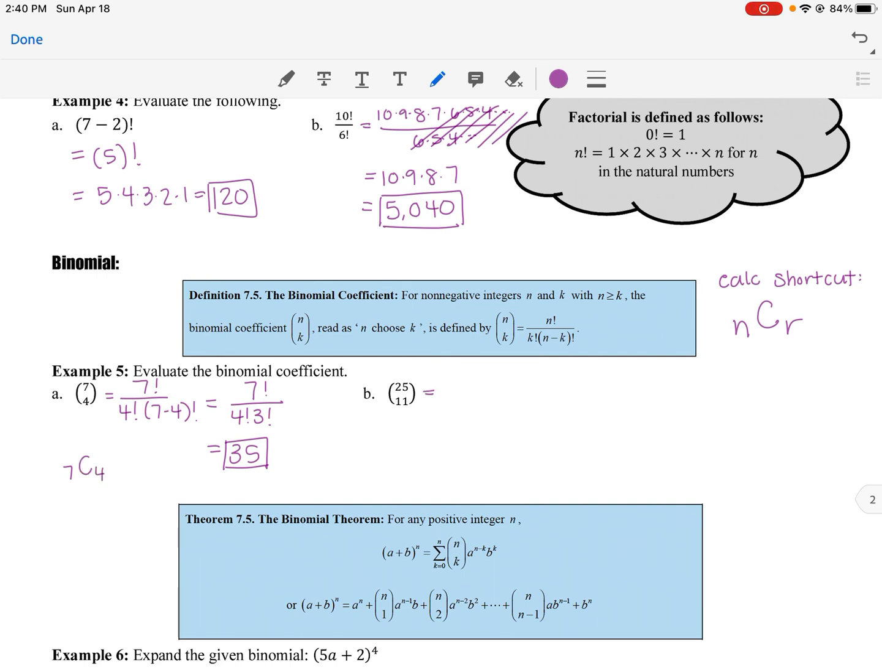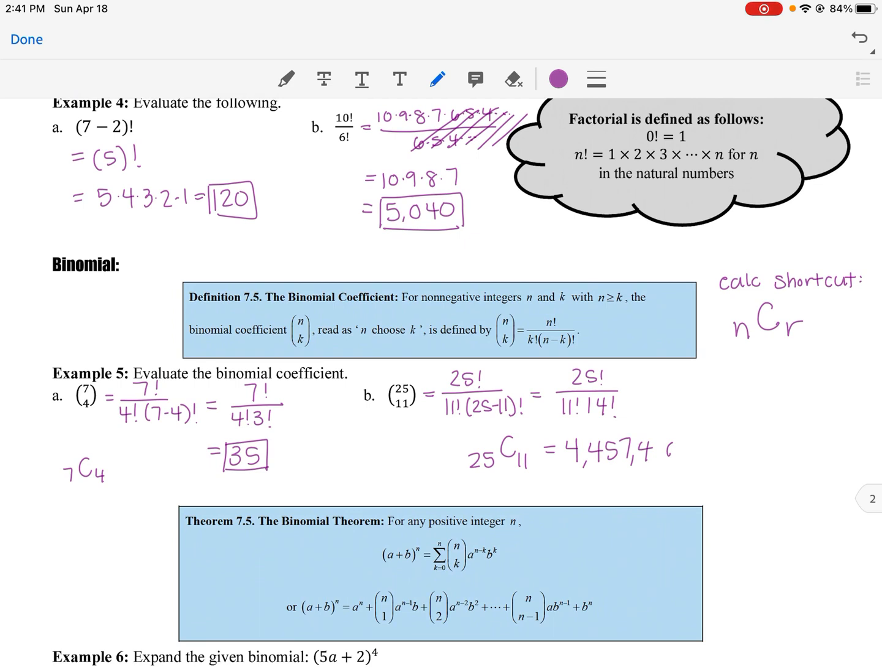Same idea here. You get 25 factorial over 11 factorial, and then 25 minus 11 factorial. So 25 factorial over 11 factorial times 14 factorial. Same as 25 choose 11. And we end up with a lot more options here: 4,457,400,000.